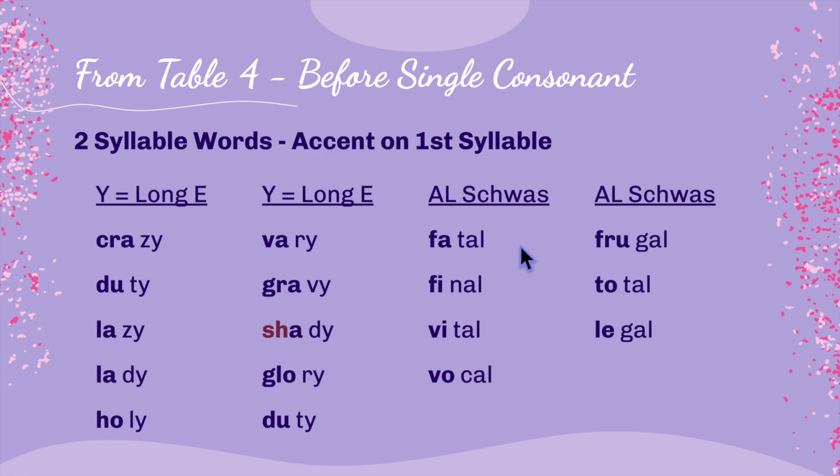In these words, the first syllable is accented, so we use the long sound, and the AL sound is going to schwa, so it's not going to be a clear AL sound, it's going to be ul. Fatal, again, not fatal, it's fatal. Final, vital, vocal, frugal, total, and legal.